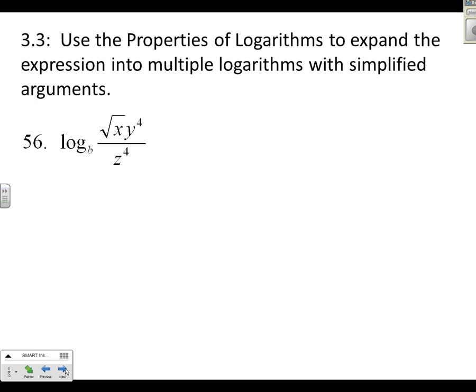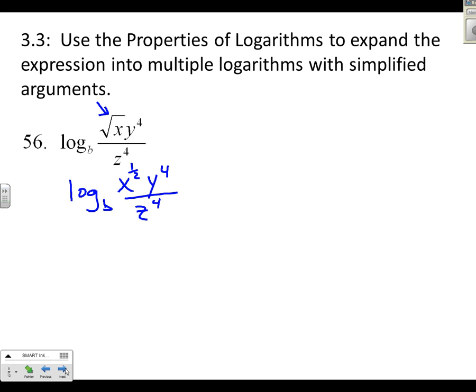So I see everything's factored. I've got a factor of x. I've got a factor of y to the fourth. I've got a denominator factored into just z to the fourth. One thing you're going to find out quickly is you don't really like radicals mixed with logarithms. Radicals and exponents work out well together. So we might want to think of this as log base b of x to the 1/2 times y to the fourth over z to the fourth.